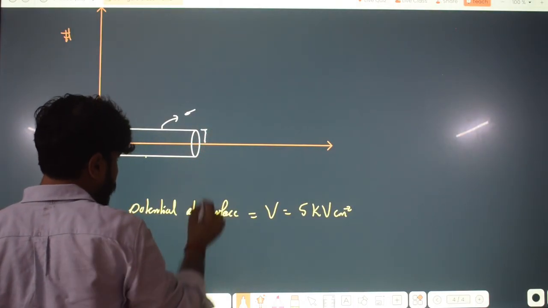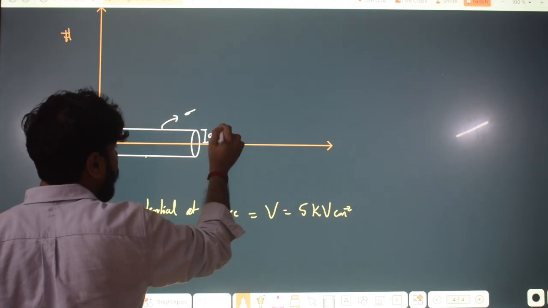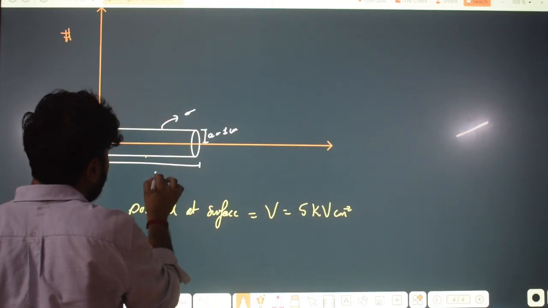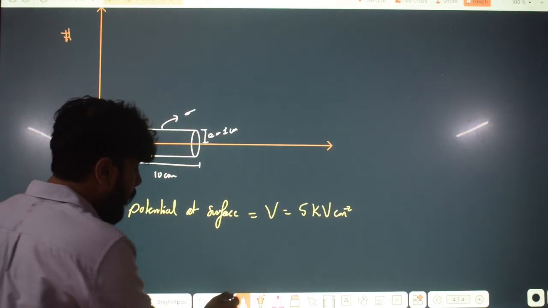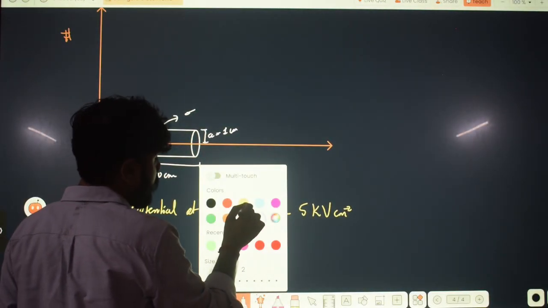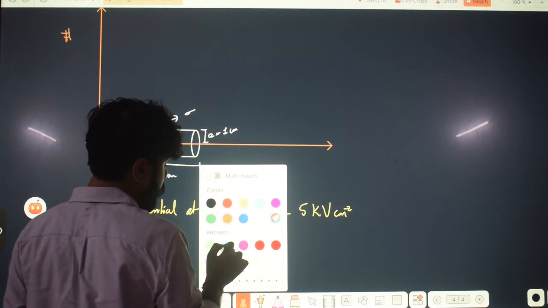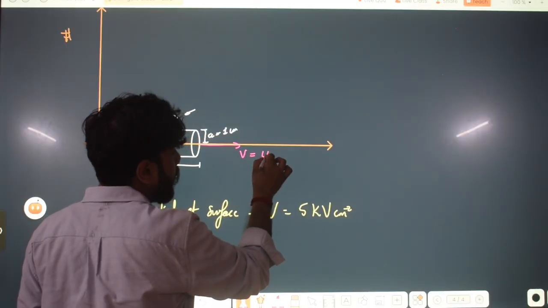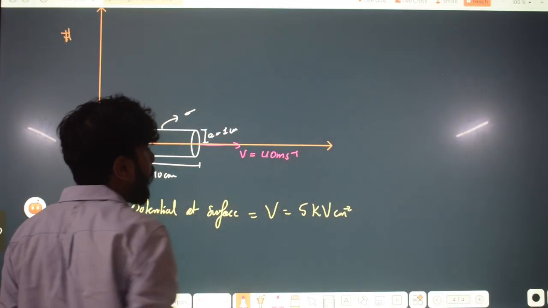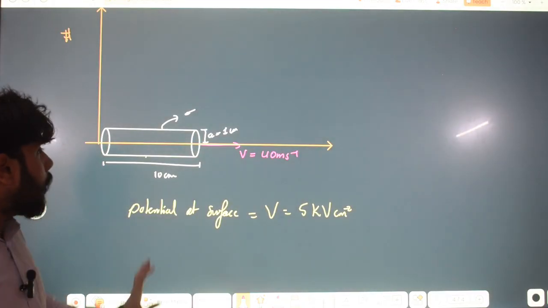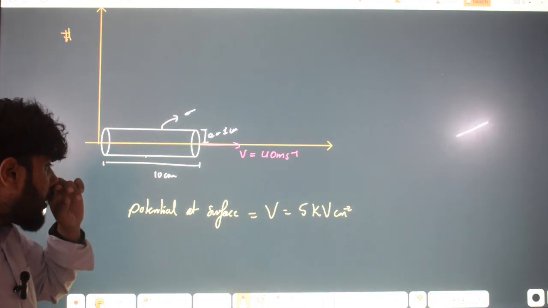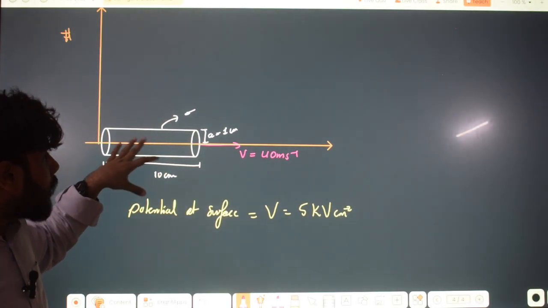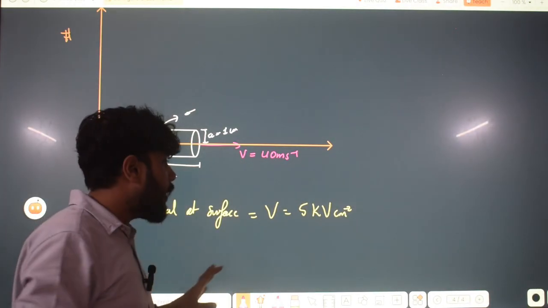The radius, let's say it is given, it is 1 centimeter, and length, let's say it is 10 centimeter. Okay, and imagine this cylinder is moving at a speed of v, which is, let's say, 40 meter per second. So what you have here is a cylinder which is hollow, surface charge density is not given, but what else you have? You have the dimensions of the cylinder and the potential of the cylinder at the surface.